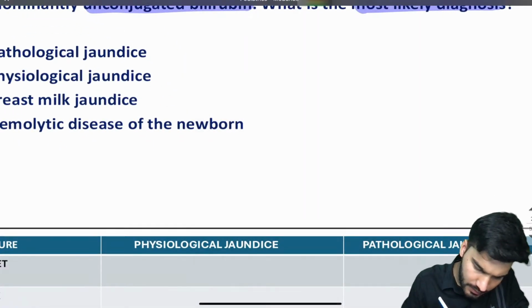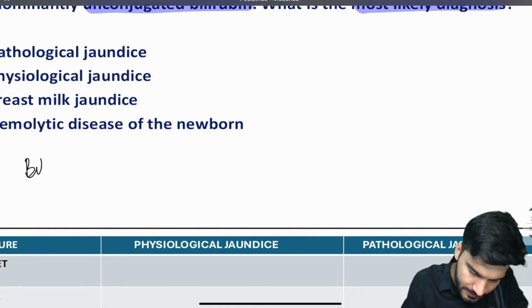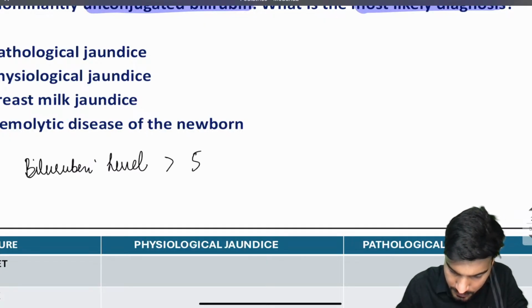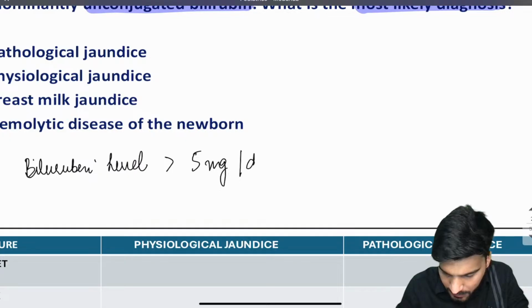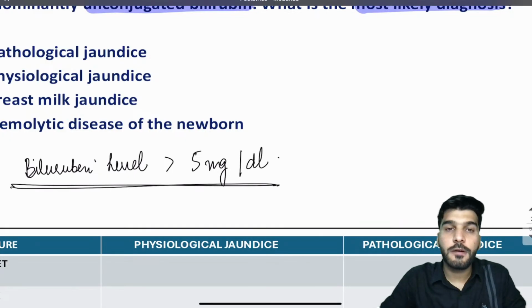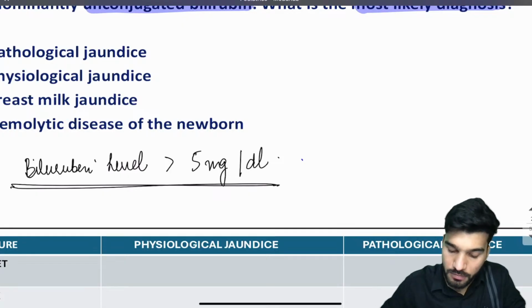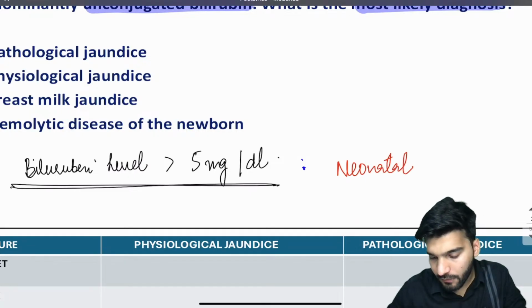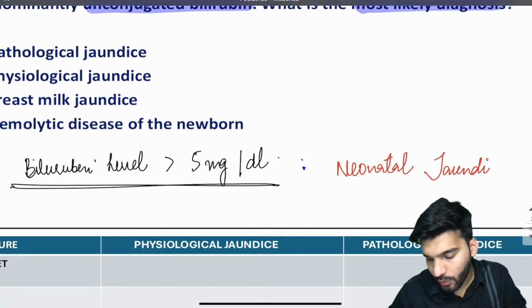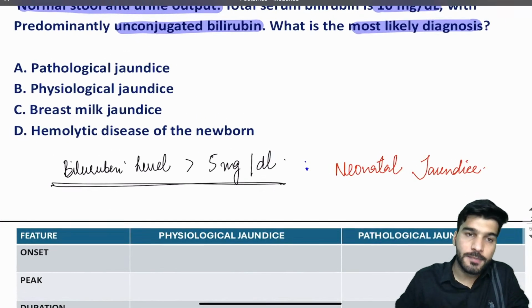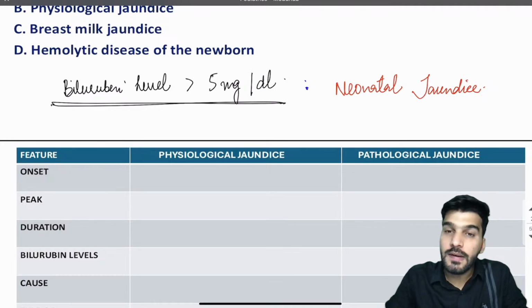It's defined when the bilirubin level is more than 5 mg per deciliter, not the normal one. That is neonatal jaundice. Please do remember, guys. Followed by that, we have two types: physiological jaundice and pathological jaundice.